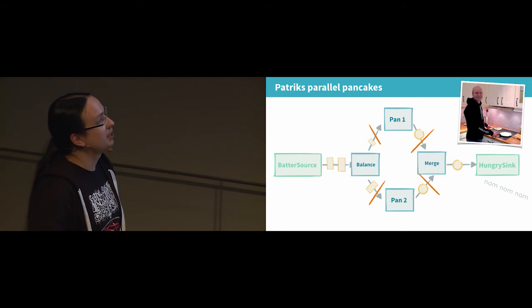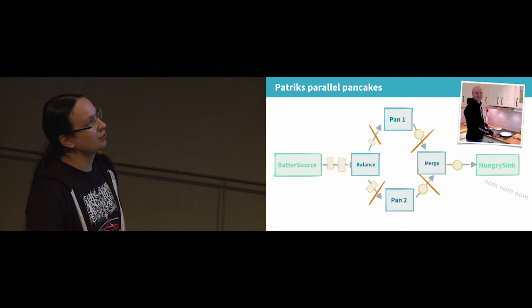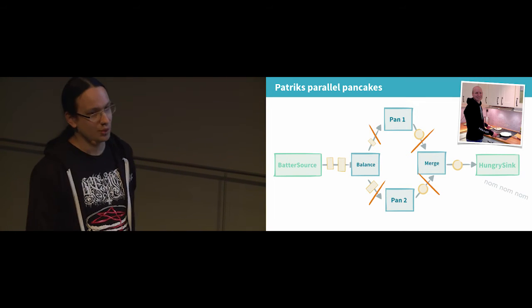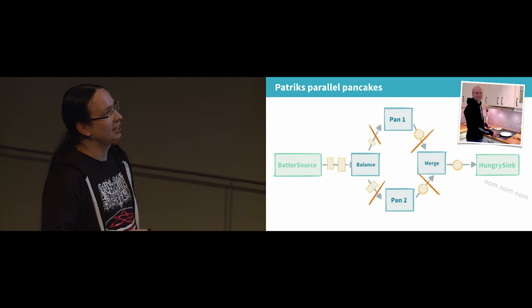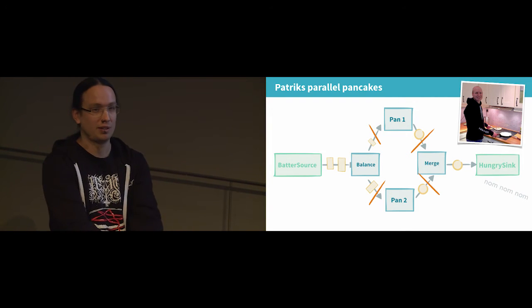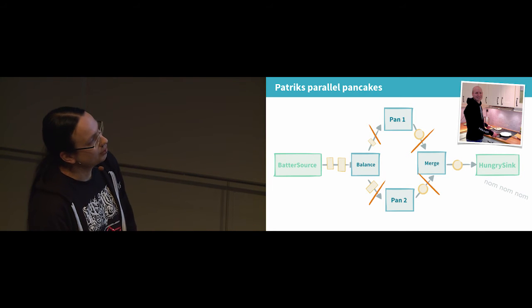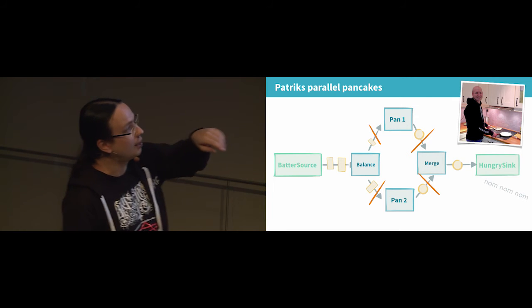So that pretty much means that he has some kind of a balancing thing, because if this one is empty, he will put batter in it, and if this one is empty, he'll put batter in it, and if both are empty, then he will choose by round robin, I don't know. And then on the other side, he kind of merges the produced pancakes onto one plate so that he can feed it or eat it themselves. Feed his kids, I'm going to guess. Right?